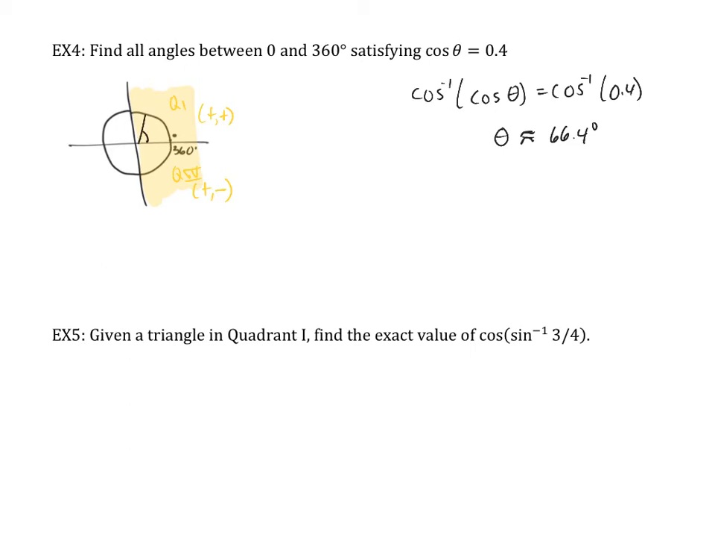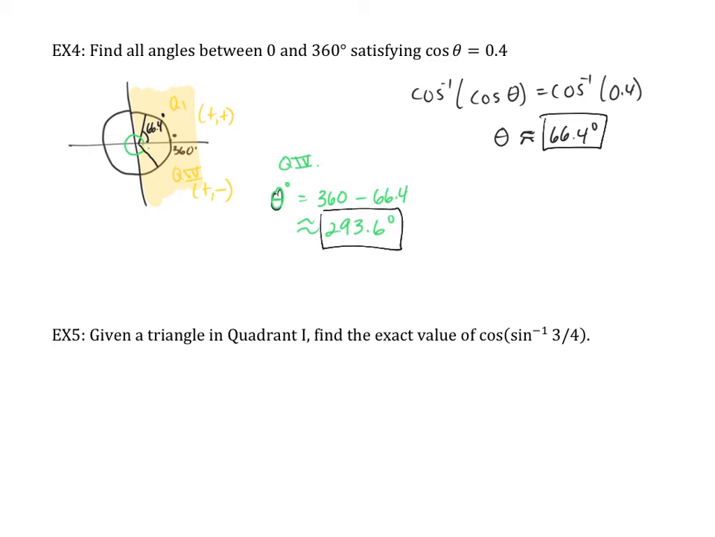Here it is, 66.4 degrees. But there's also another angle, if I went all the way around here, that would have the same reference angle. Okay, so the other one, I'll do this in green. Okay, so the other angle that would be in quadrant 4, that would be almost all the way to 360, but not quite. So that is approximately 293.6 degrees. Okay, good. So we've got both of those.